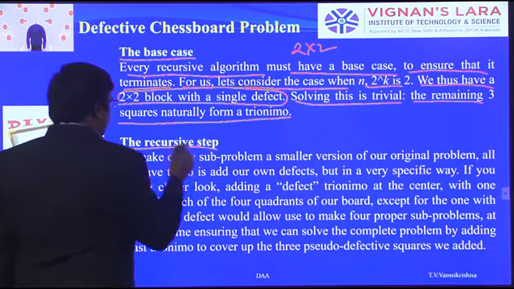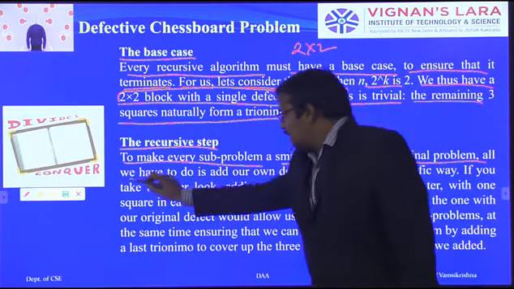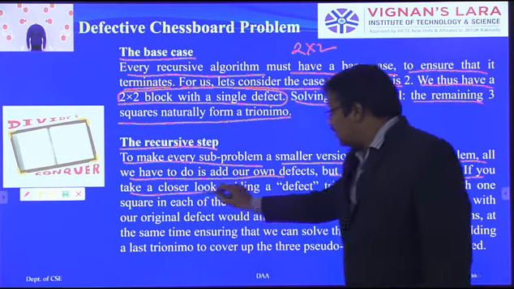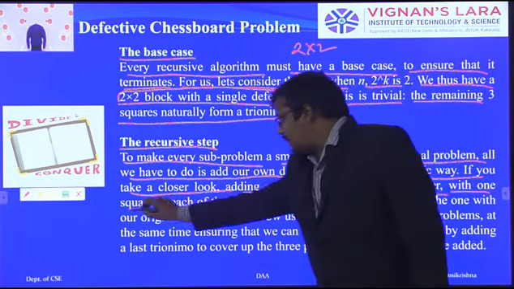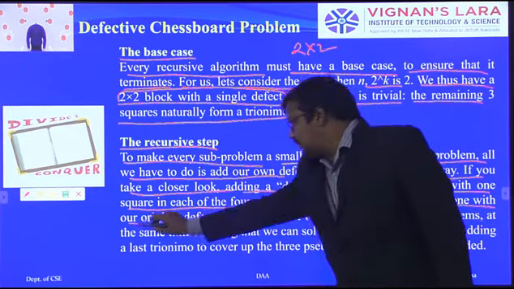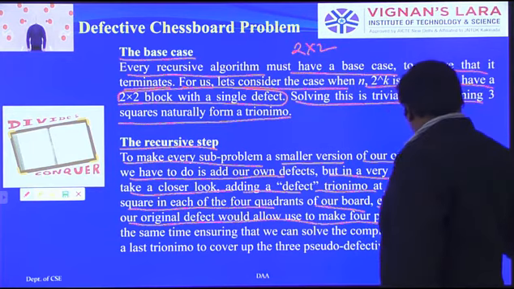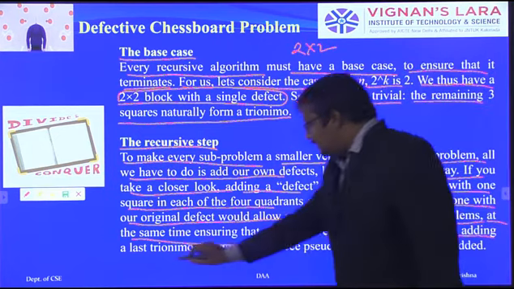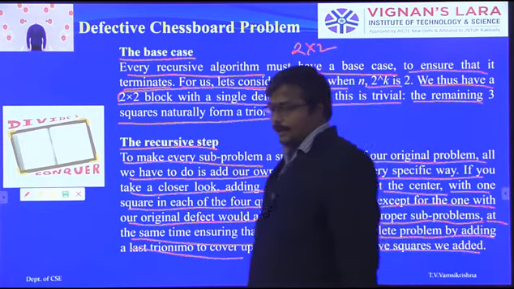And in the recursive case, to make every subproblem a smaller version of our original problem, we have to add our own defects, but in a very specific way. We have to take a closer look: adding a defective triamino at the center, covering one square in each of the 4 quadrants except the one with our original defect, allows us to make 4 proper subproblems. At the same time, we can solve the complete problem by adding the last triamino to cover up the 3 pseudo defective squares we added.